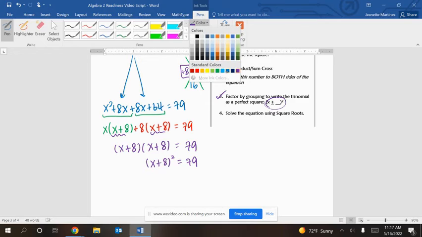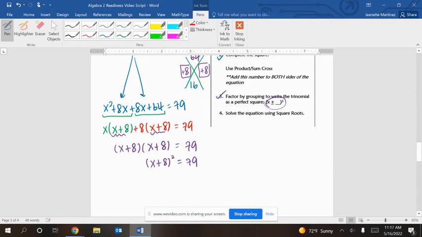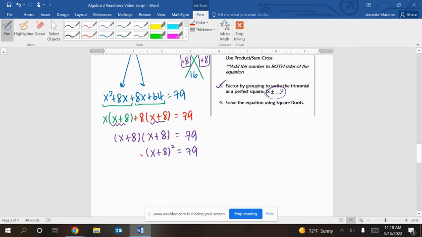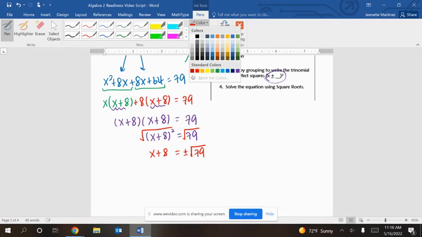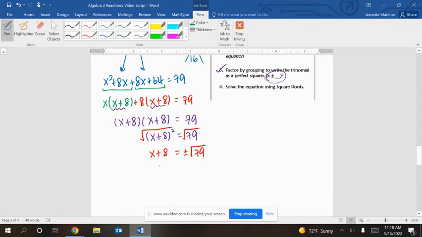From here, we're going to use solving by square roots to finish out this problem. So you will isolate the squared expression, which it already is. Then you will take the square root of both sides. x plus 8 will be left over here. We will not forget that plus or minus in front of the square root of 79. I believe 79 is prime, so I can't continue breaking that down any farther, so I'll leave it as is. And then my last step is to subtract 8 from both sides.